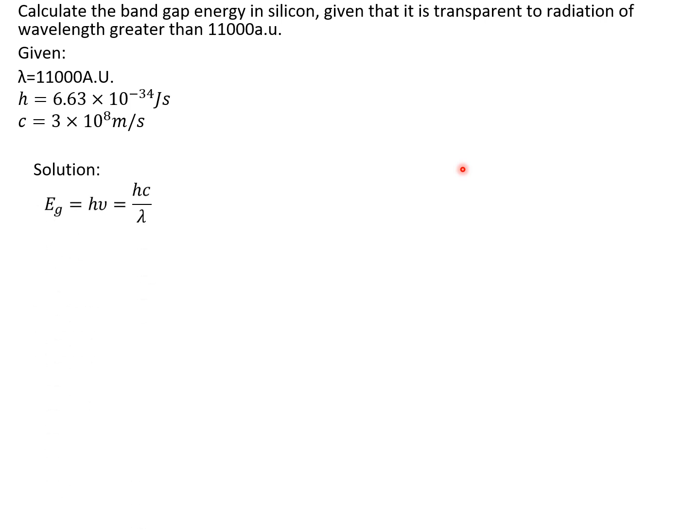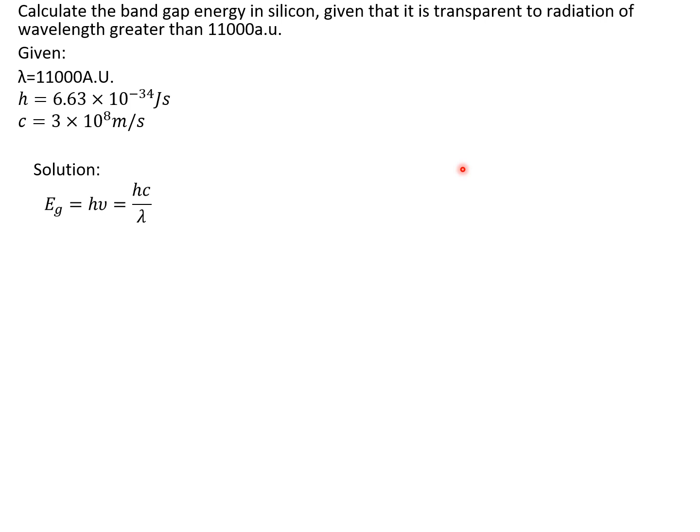Calculate the band gap energy in silicon. Given that it is transparent to radiation of wavelength greater than 11,000 angstrom. The numerical is exactly similar to the earlier. Earlier it was germanium, now here it is silicon. See that the wavelength is changed and nothing else. So this is the given data which is summarized. Lambda is given as 11,000 angstroms, Planck's constant and velocity of light are known to us. Let us solve the numerical.